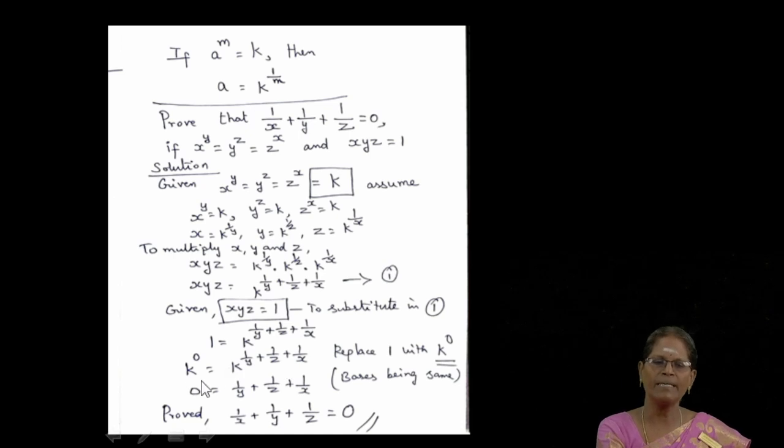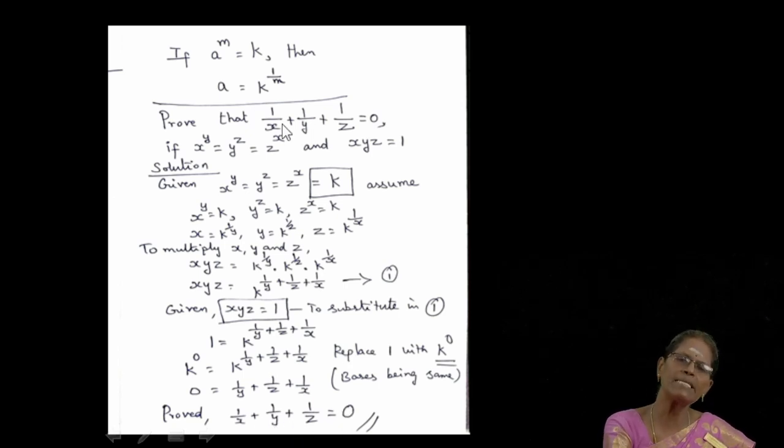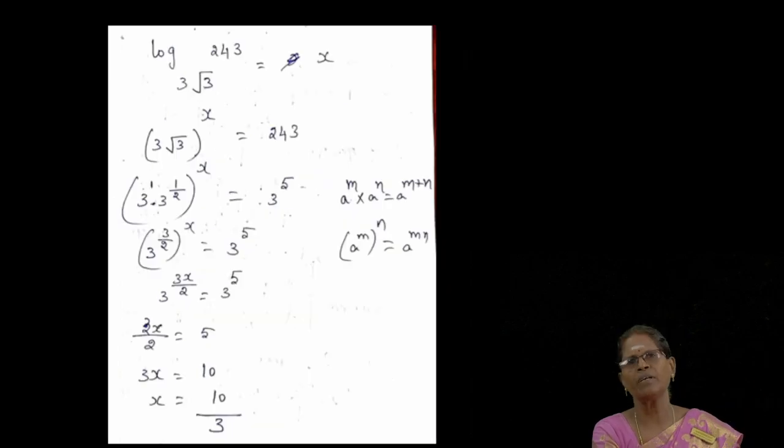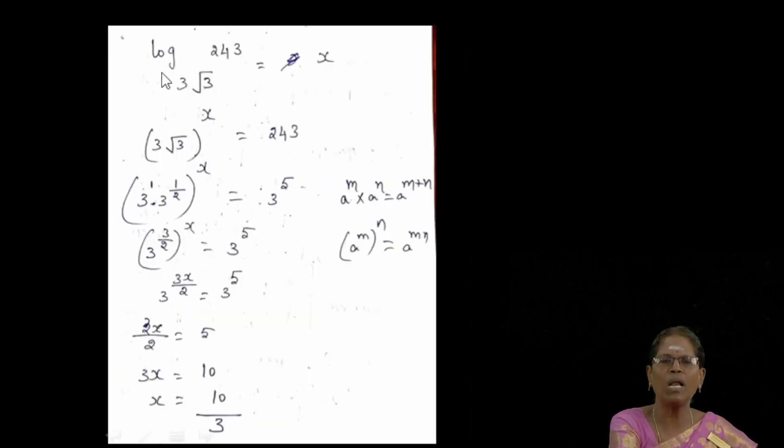Now let us compare. The bases are same. So when the bases are same, the index can be equated. So when we are going to equate, 0 is equal to 1 by y plus 1 by z plus 1 by x. So we can exchange as 1 by x plus 1 by y plus 1 by z is equal to 0. So here the basic point is, we have to assume one answer as k and we have to proceed. So in this way, whatever may be the problem, it can be solved with the help of any of the formula of indices. Now let us come to one more problem with regard to log.